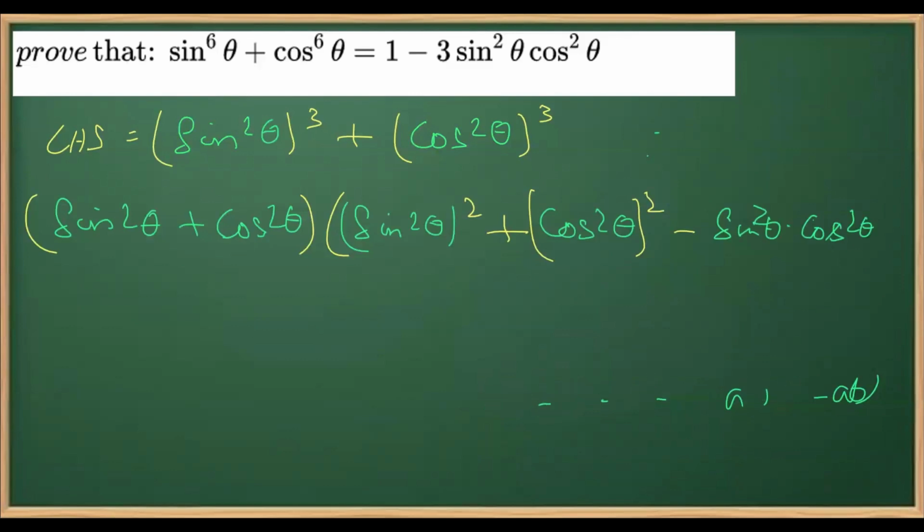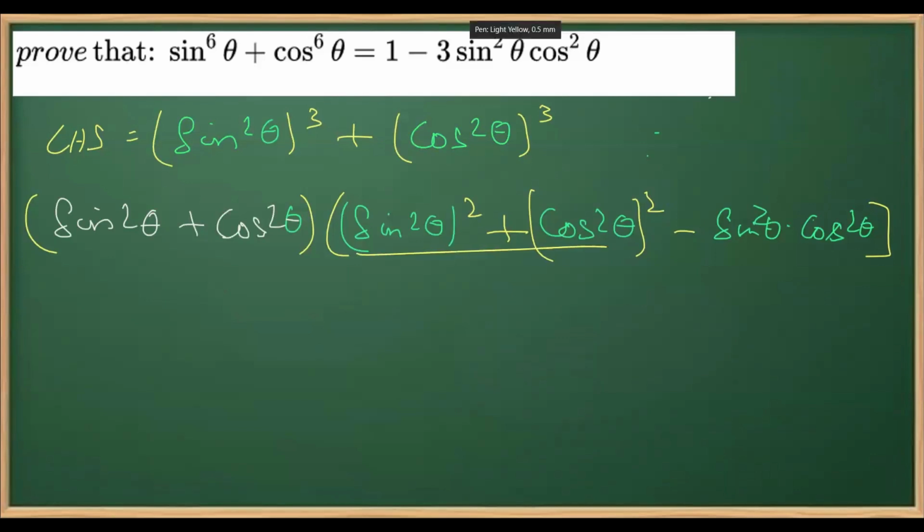Now, once we have applied this identity, that is an algebraic identity. What next? What you can write this as sin square plus cos square as. What is sin square plus cos square as? That's 1. And 1 multiplied by any number is the number itself. That's why I'll be ignoring this as this becomes 1.